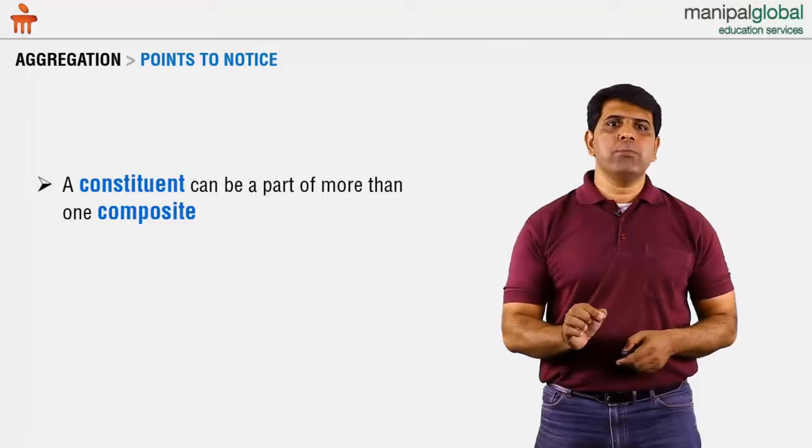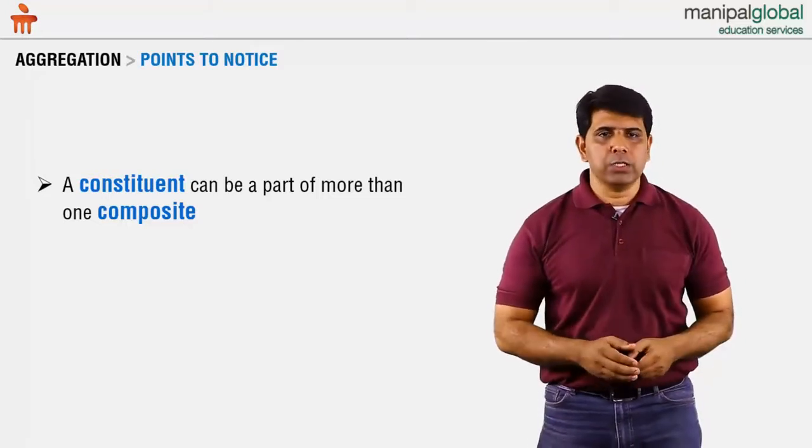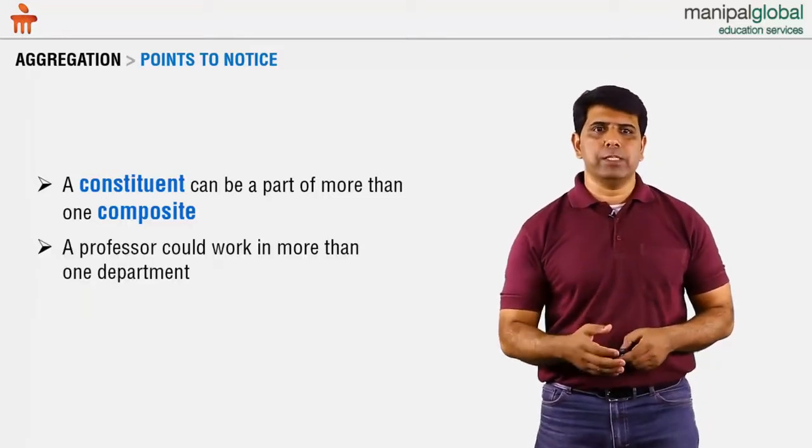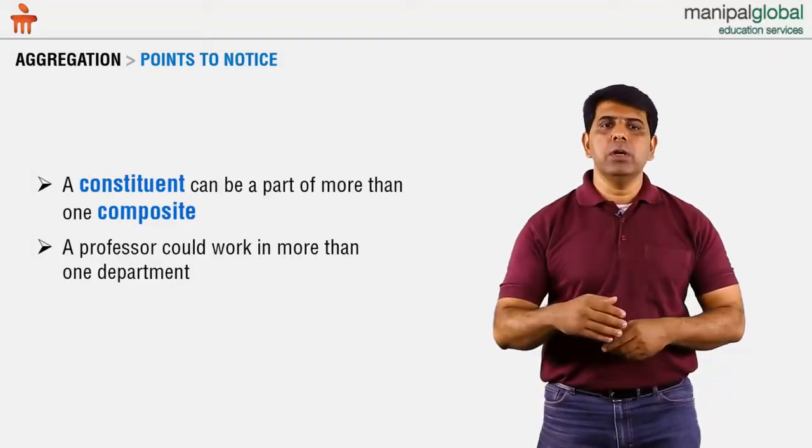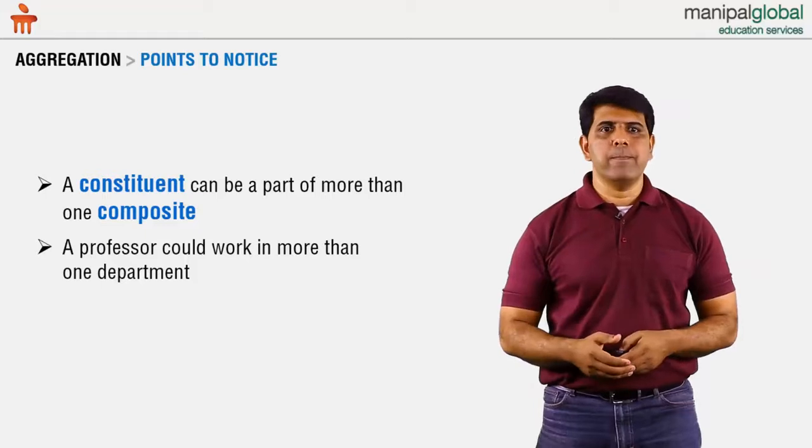A constituent can be part of more than one composite also, which means a professor, for example, may work in more than one department. There is no tight association between them.